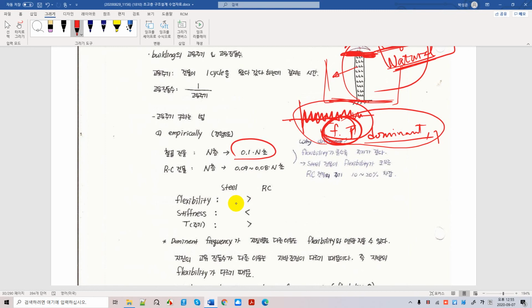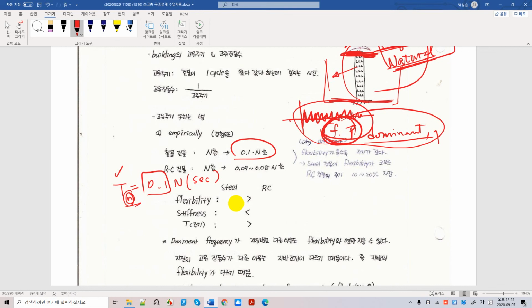T equals 0.1 N, and the unit is seconds. This is used to calculate your building period. And you say N, natural period. So what is natural period? It is a period that represents your building vibrations, and that is why we say natural. Natural means you don't apply any external loading to make the building vibrate.